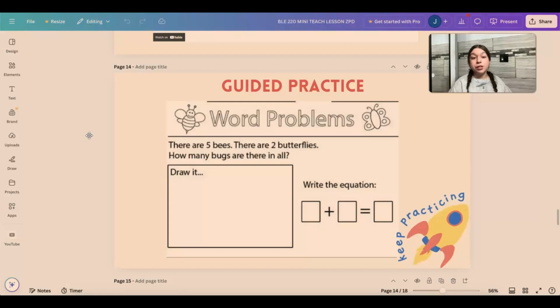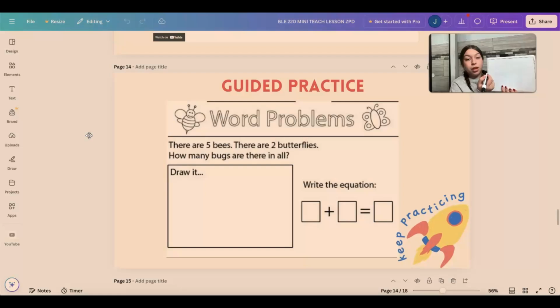Good job. Good job using your hand symbol, right? Yes, it is addition because it's not telling us to take away butterflies or bees, right? It's just telling us how much we have in all, right? So going back to our vocab in our video that showed us the difference between addition and subtraction, it will be addition. Yes, good job. All right, so let's go ahead and draw it out.